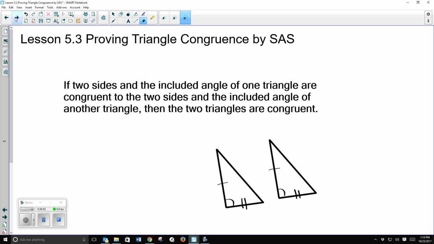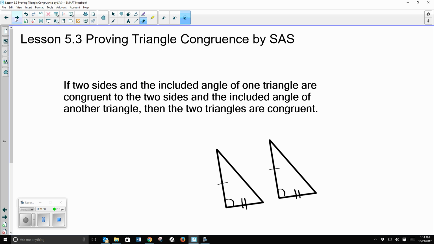Side, angle, side congruence. If I give you 2 sticks or straws of one length and 2 of another length, and I say, okay, put those 2 sticks 100 degrees apart, and then put the other 2 100 degrees apart. If you connect the ends, you have 2 congruent triangles, and that's what this is showing.